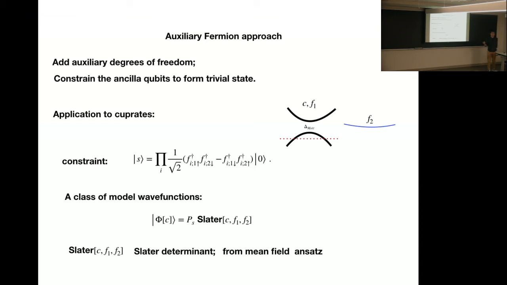So Ruby asked a question. From the previous construction, actually the intercompound is not a trivial product. So there is actually some subtlety for the previous theory. But from this one, there is no such subtlety. This is really a trivial product state. That's completely true.